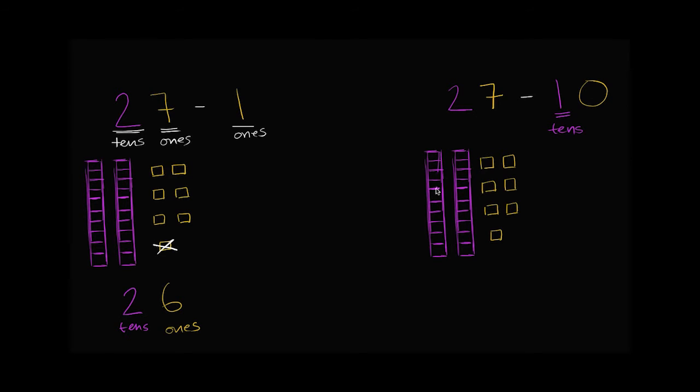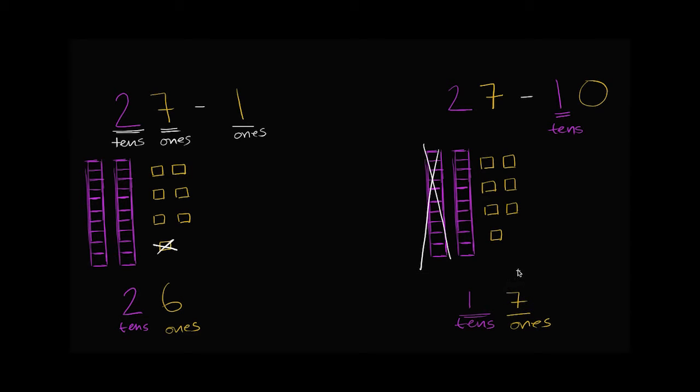So let's take away that 10. Maybe I'll take this one away. I'll do it in a color that's easier to see. So I could take that away, and then what am I left with? How many tens am I left with? Well, now I only have one full group of 10. So I have 1 ten. So that's the tens place right over there. And how many ones do I have? Well, I still have 7 ones. So I still have 7 in the ones place. So 27 minus 10 is 1 ten and 7 ones, or 17.